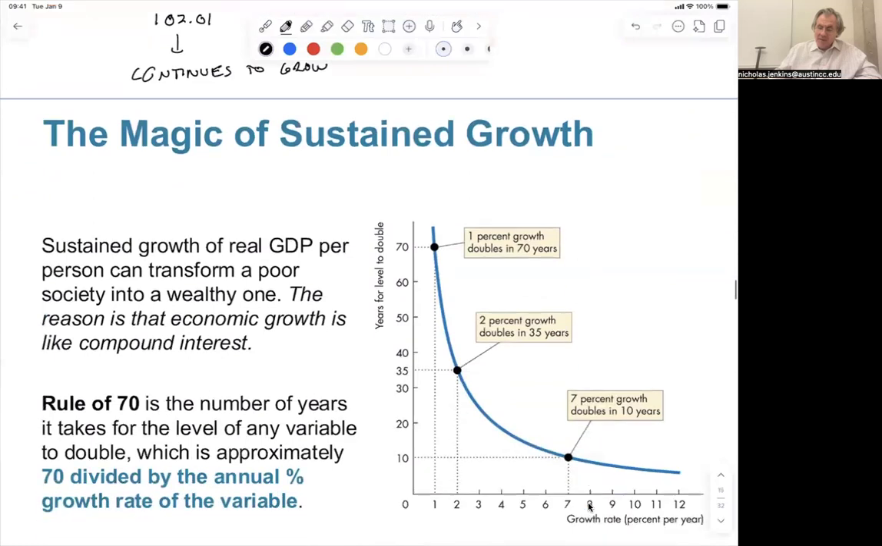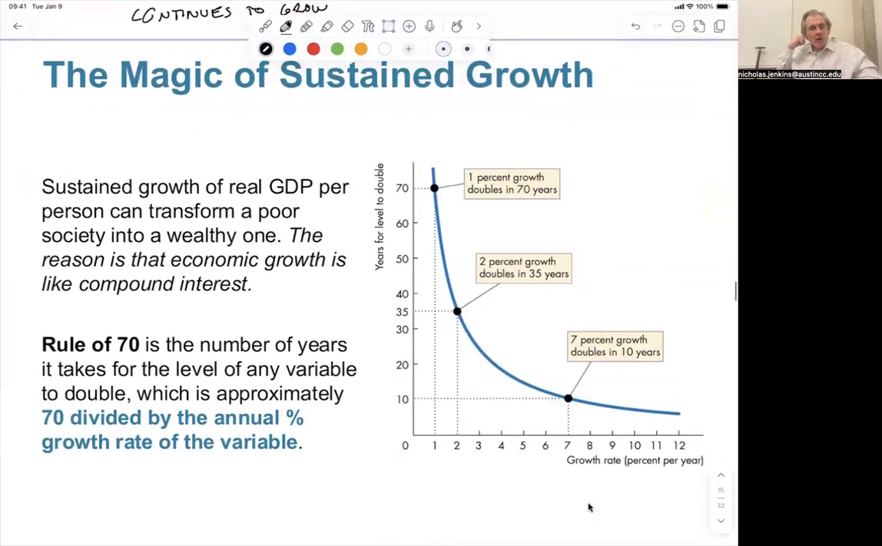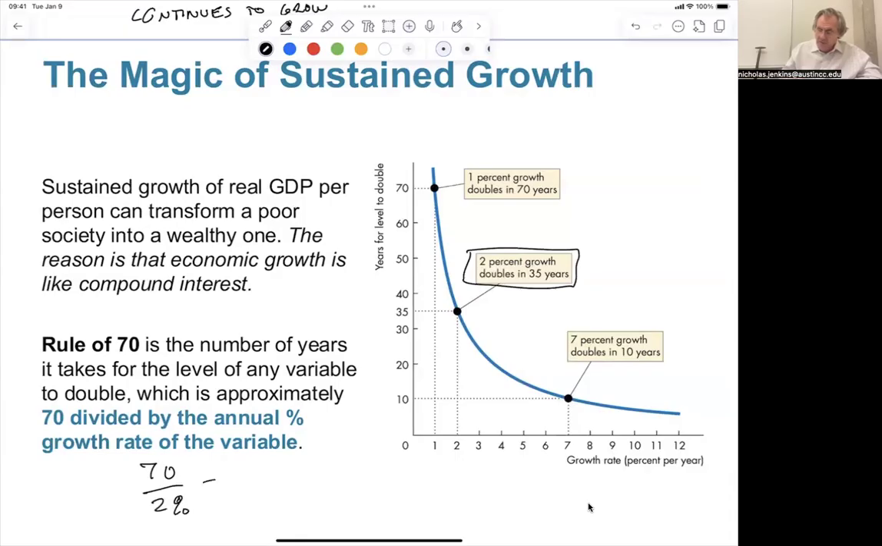Sustained growth means that we want to know how quickly our economy is growing because we want that compound effect. And if we know how much our economy is growing, we can predict how much our economy will grow to, or when it will double in size. The rule of 70 says if we divide 70 by 2%, we get 35 years, which means it will take 35 years for the economy to double.